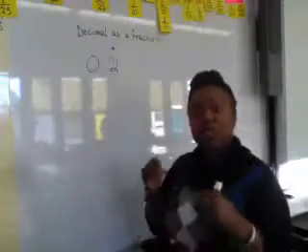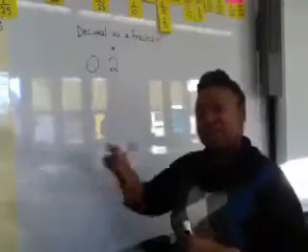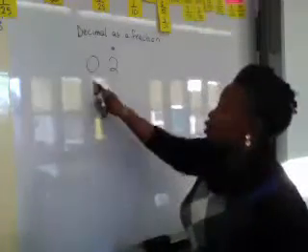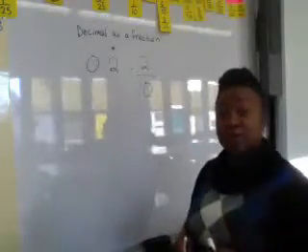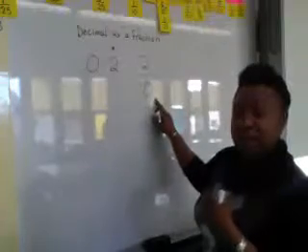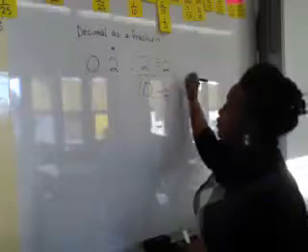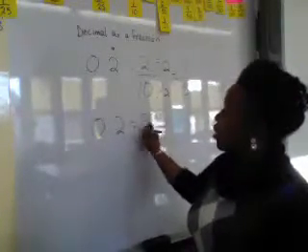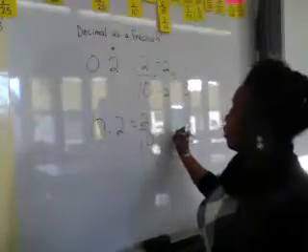0.2 in word form is 0 and 2/10. 0 and 2/10. What are you hearing at the end? 2/10. So 0 and 2/10 is 2/10. Now let's reduce that. First, let's look at it, see, can we reduce it? Yes, 2 is divisible by 2 and 10 is divisible by 2. 2 divided by 2 equals 1. 10 divided by 2 equals 5. So 0.2 equals 2/10 because it's 0 and 2/10, and that equals 1/5.